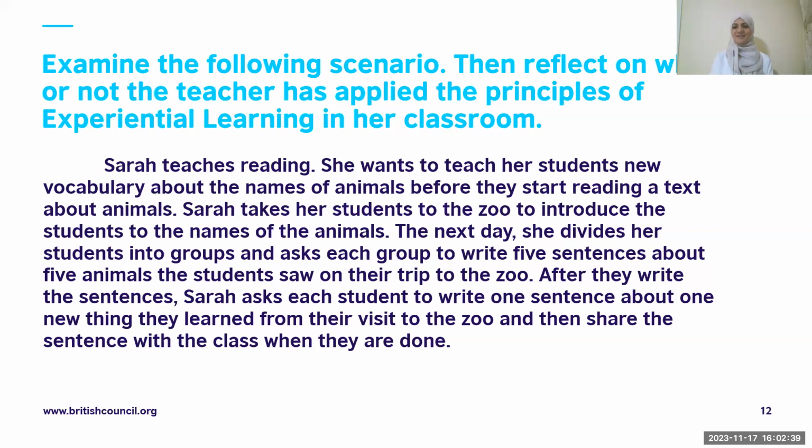Okay. Now, collaboration was when she divided them into groups, right? But then she asked each student to write 1 sentence about something new they learned. So why? Assessment of individuals. Excellent. Because sometimes when people work in groups, some of the shy students would depend on the other students to do the work for them. And I'm sure as teachers, we have been there, right?